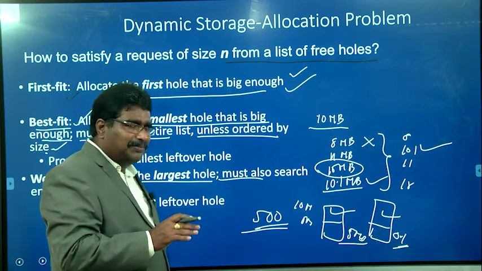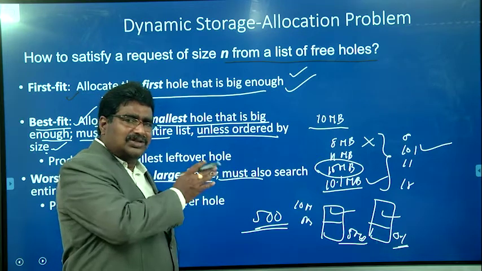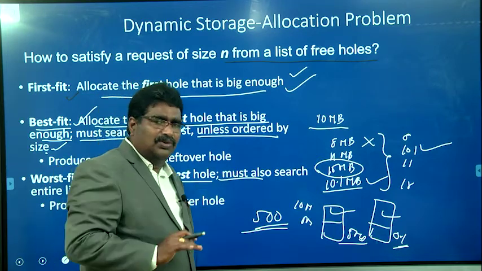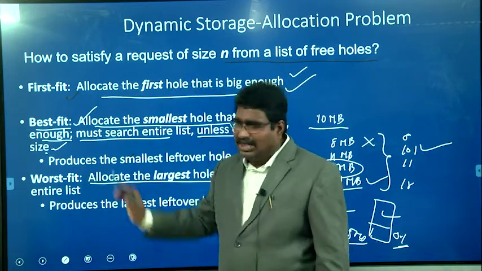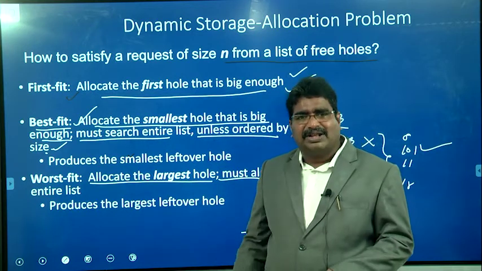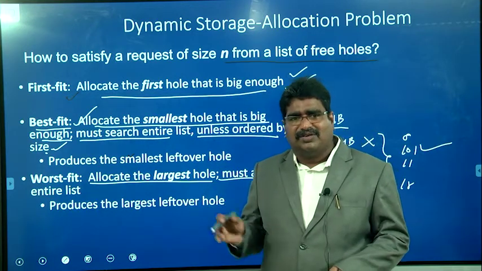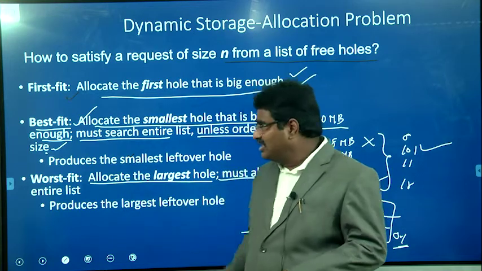That 15 MB is again divided into two partitions. 10 MB is allocated to the process and a free hole is generated. Its size is 5 MB. I hope you understand these three algorithms: first fit, best fit and worst fit. That is, in contiguous memory allocation, whenever a new process arrives, which free hole is identified is based on these algorithms.